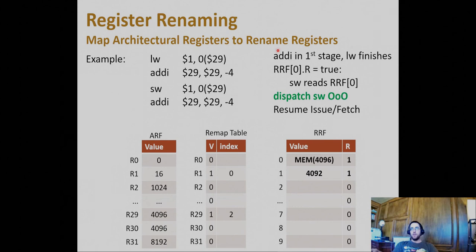On the next cycle, the load word finishes, and so it writes the value that it loaded from memory into the rename register file. And the store word reads that value from the rename register file, and it then dispatches the store word, which is out of order from the dispatch of the add I. And we can unblock issue, which means we can resume fetching new instructions as well, because whenever we stall issue, we have to stall fetching and decoding. Or generally speaking, that's our front end.